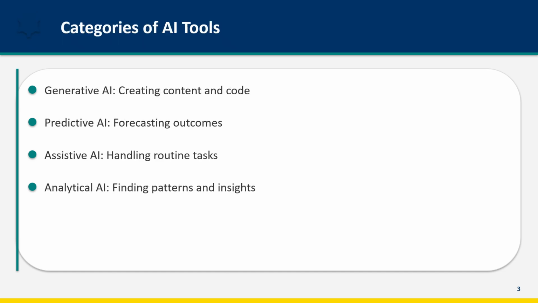AI tools fall into several categories. Generative AI creates content from draft communications to documentation to code. Predictive AI forecasts outcomes like schedule delays or budget overruns based on historical patterns. Assistive AI handles routine tasks like meeting scheduling, note-taking, and action tracking. Analytical AI finds patterns and insights in project data that humans would miss.